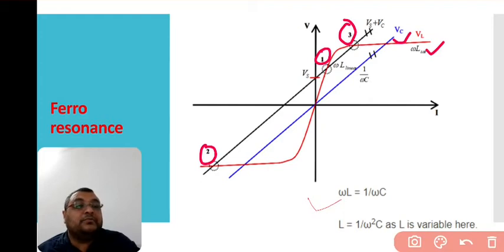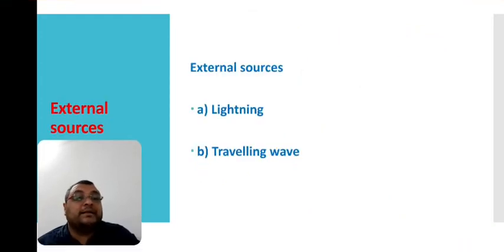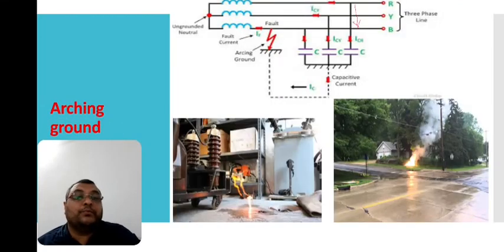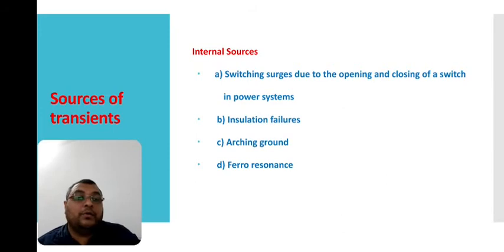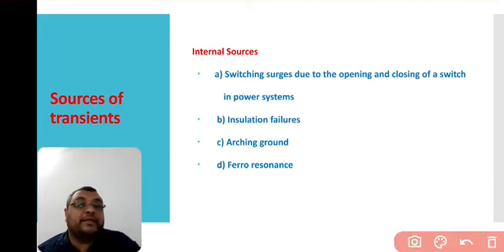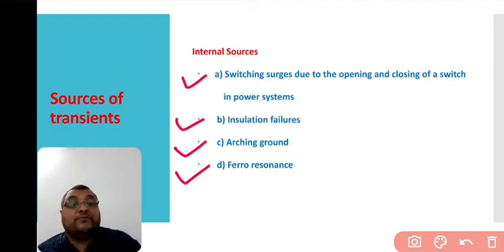the things that are considered in this. So those are the four internal sources you can consider over here. First, we discussed switching surges due to the opening and closing of switches in the power system. Second one, that is the insulation failures. Third one, that is the arcing ground. And fourth one, that is the ferroresonance. Okay, so those four are the major reasons for the occurrence of transients in the power system.